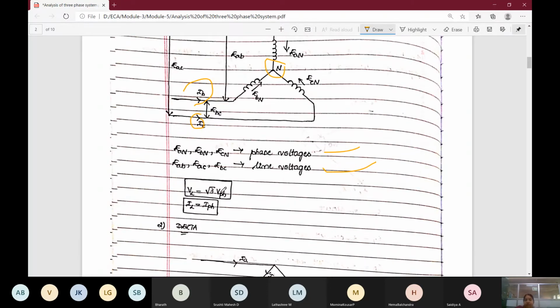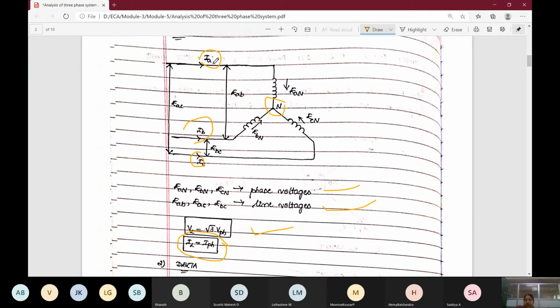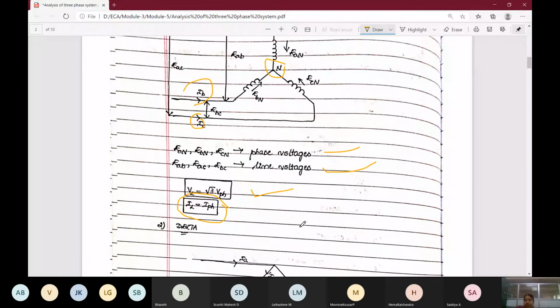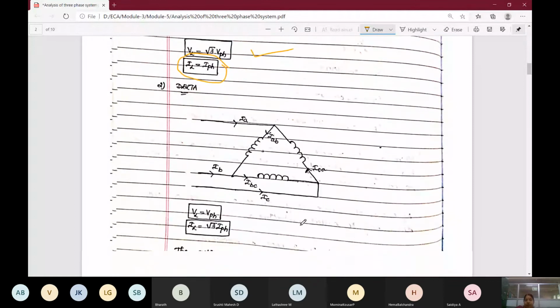Next, the formula for finding out the line voltage is root 3 times phase voltage. Line voltage VL is equal to root 3 into phase voltage, and in star connection one important concept is line current is equal to the phase current. Here the line current and phase current are both equal, only the line voltage and phase voltage will differ. When solving the problem you have to remember this.